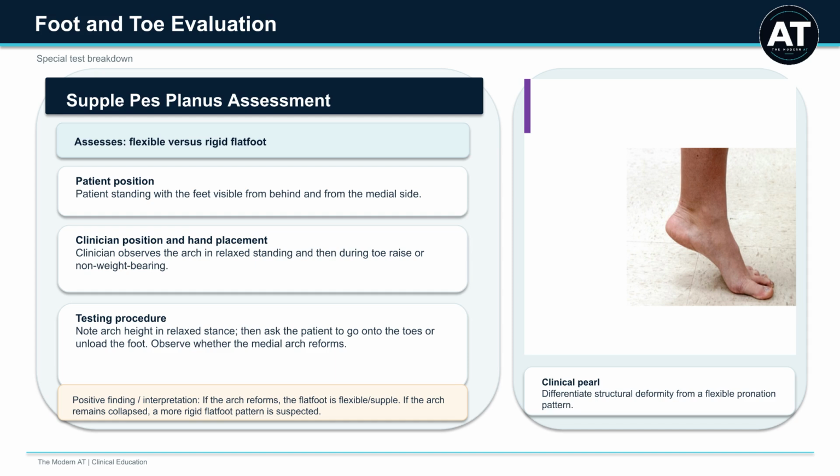If the arch reforms, the flat foot is considered flexible or supple. If the arch remains collapsed, a more rigid structural pattern may be present. This distinction matters because flexible pronation is managed differently than a rigid deformity or painful progressive collapse.